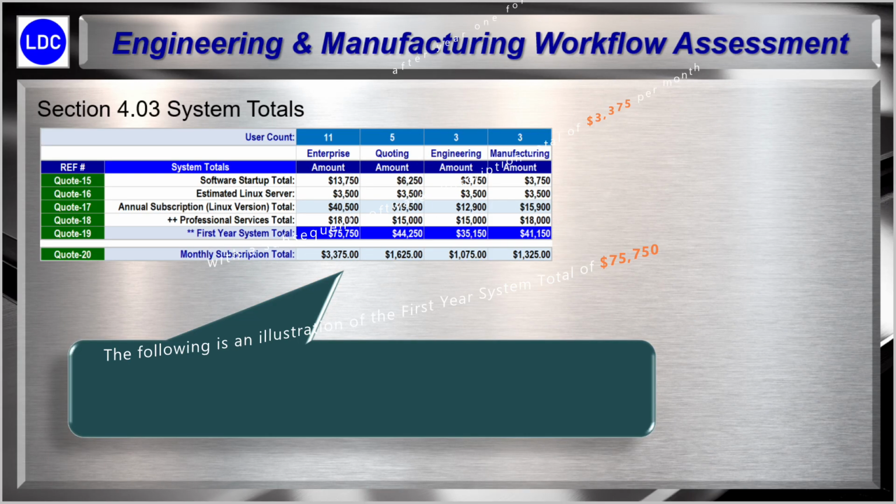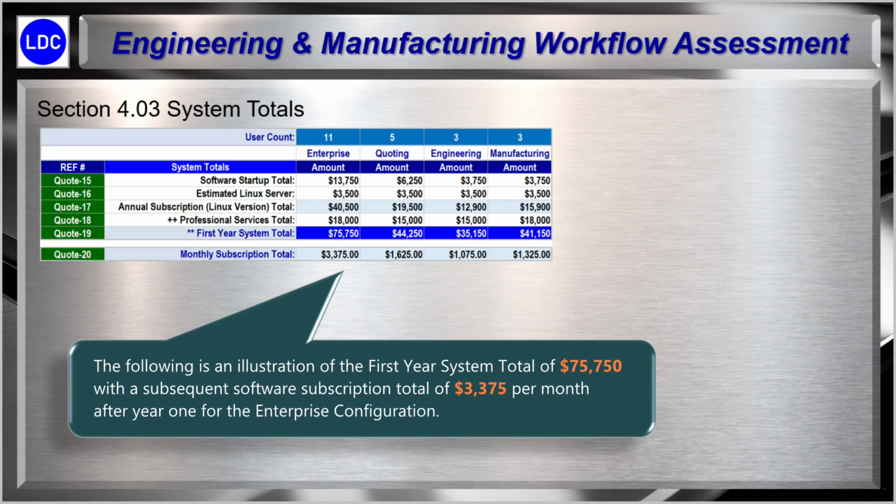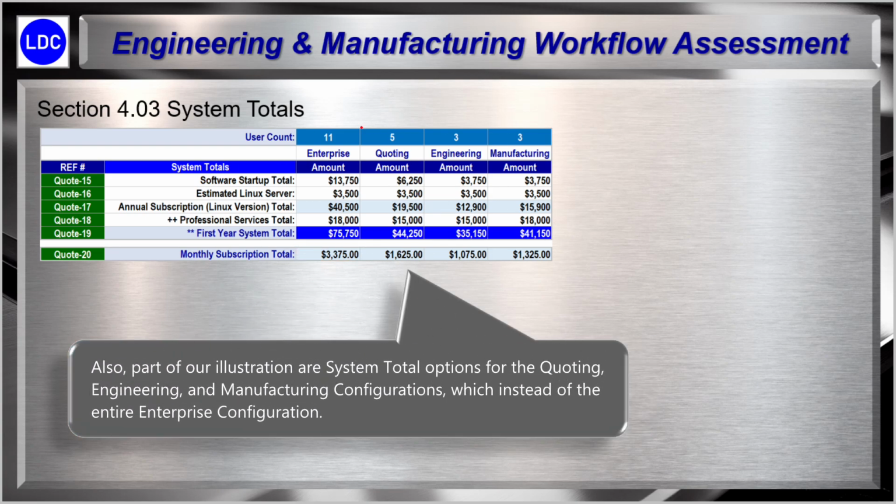The following is an illustration of the first-year system total of $75,750 with a subsequent software subscription total of $3,375 per month after year 1 for the enterprise configuration. Also part of our illustration are system total options for the quoting, engineering, and manufacturing configurations, instead of the entire enterprise configuration.